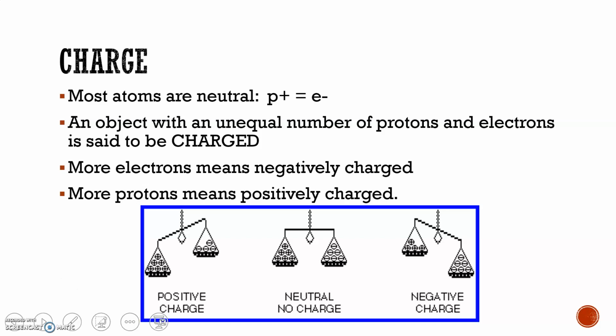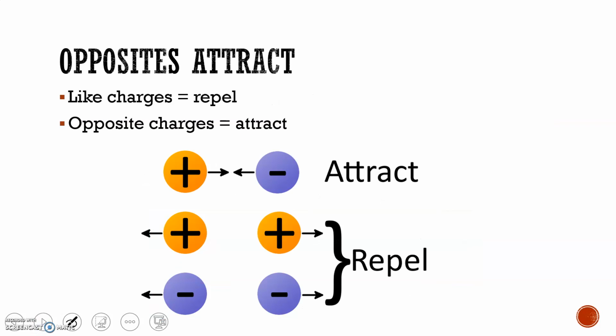If you look at this picture here, this one has more protons than electrons, so we know that would be positively charged. These are equal, so there is no charge. And this picture here has more electrons than protons, so that would be considered negatively charged. We can look at how they affect each other. Like charges are going to repel, so a positive and a positive, or a negative and a negative. Opposite charges are going to attract, so a positive and a negative will attract each other.